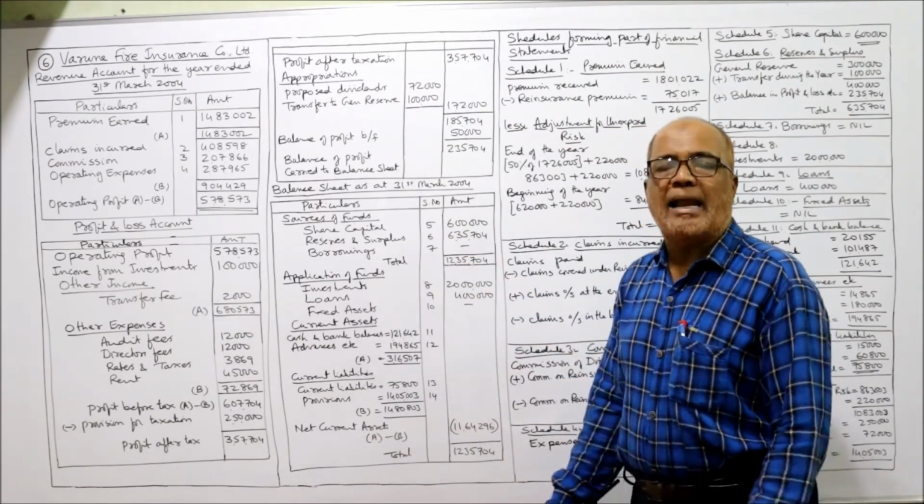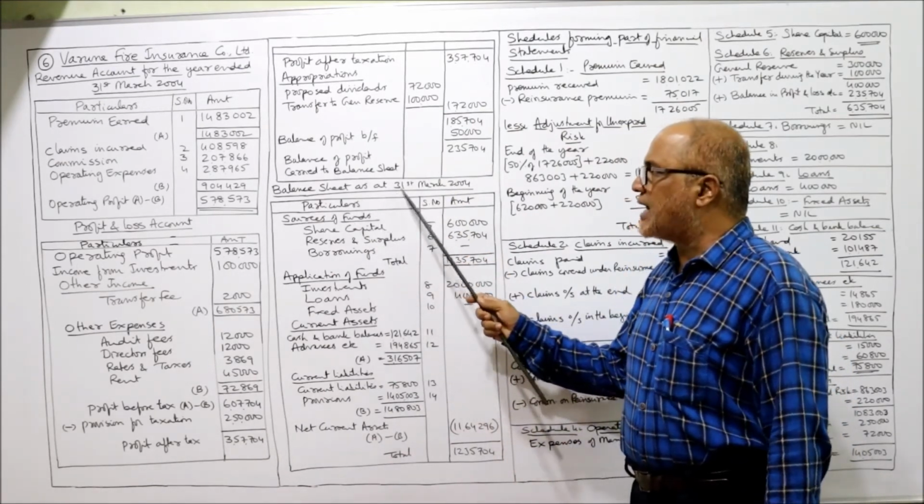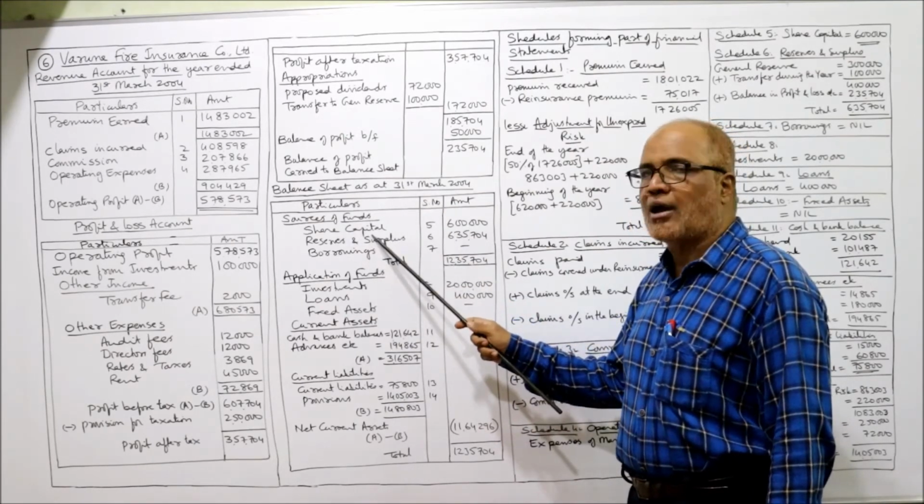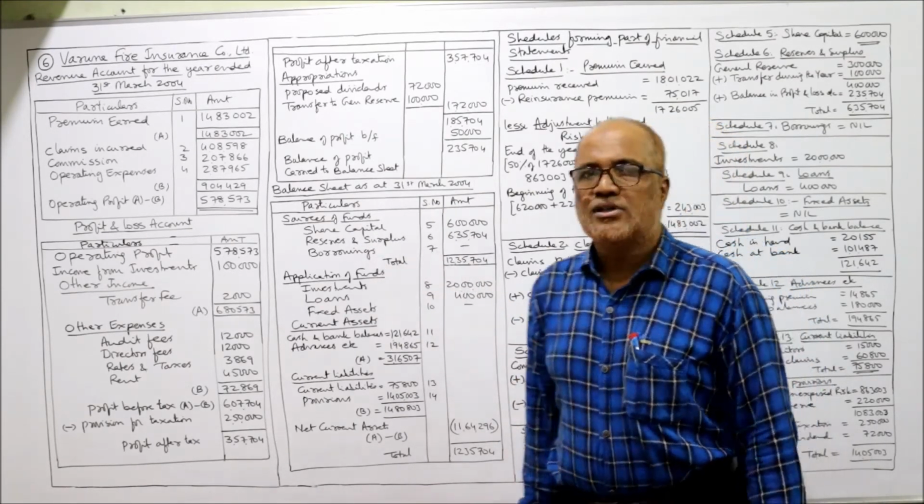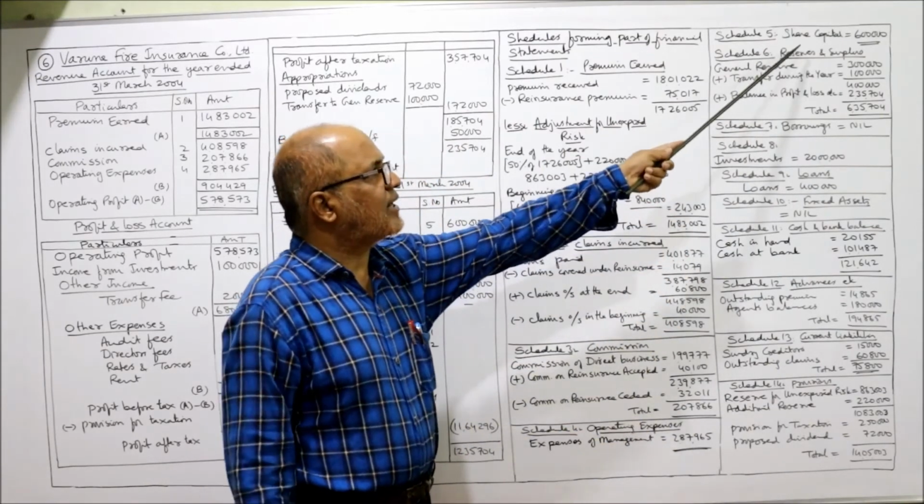Now I am coming to the balance sheet. Balance sheet as at 31st March. Sources of funds, share capital, schedule number 5. So see here, schedule number 5, share capital 6 lakh.